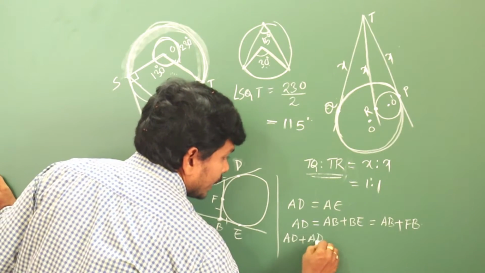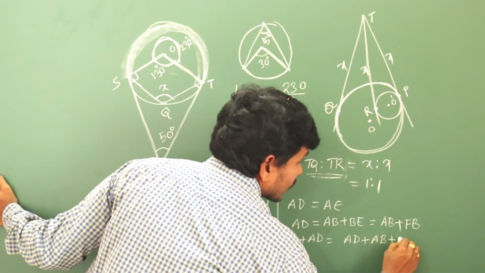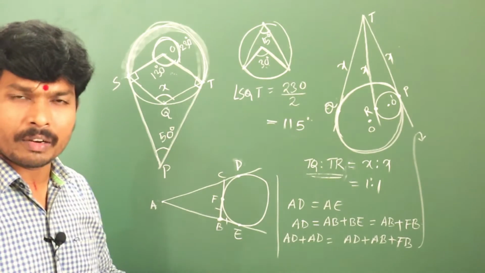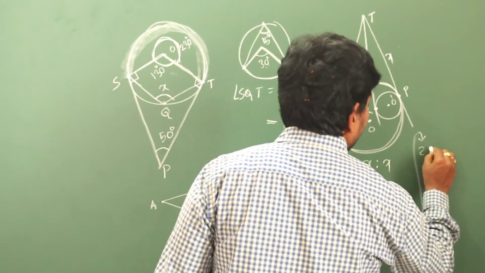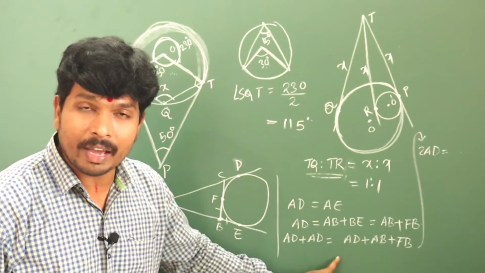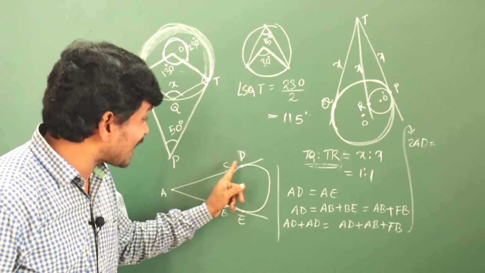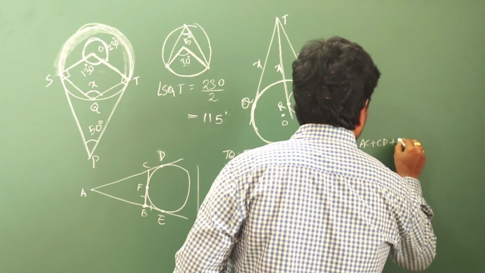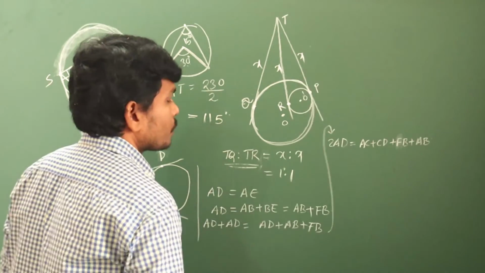AD plus AD is equal to AD plus AB plus FB. Okay. So it is a very logical question, but a very easy question. So how much did you get? AD plus AD is 2 times AD. Now observe this AD value, how to write it? This AD we can express as AC plus CD. AC plus CD plus here again you have FB plus AB.